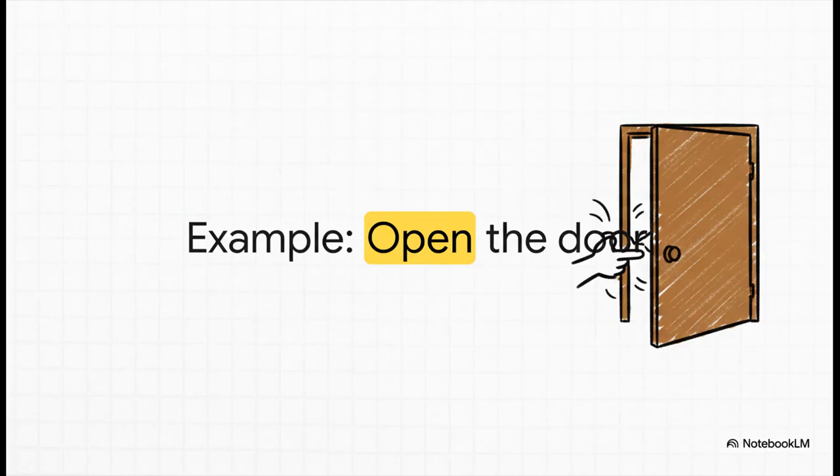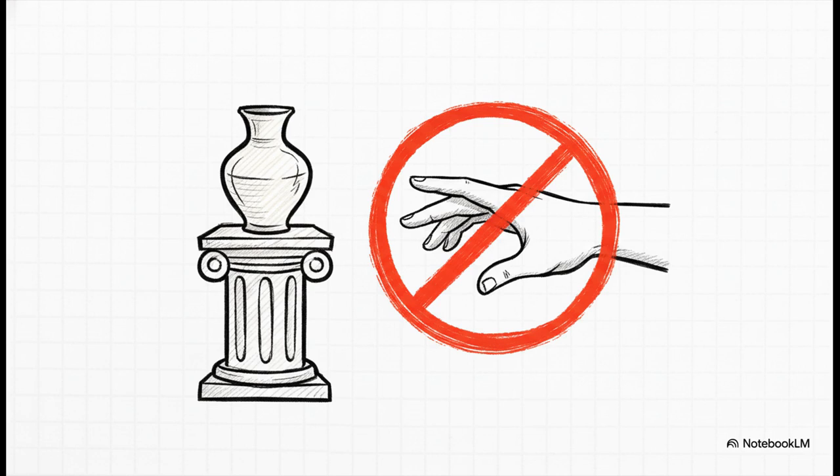For instance, check this out. Open the door. That's it. Simple, direct. The sentence kicks off with the verb open. And on the flip side, the negative. Don't touch it. See that same simple pattern? It's just don't plus the base verb touch.